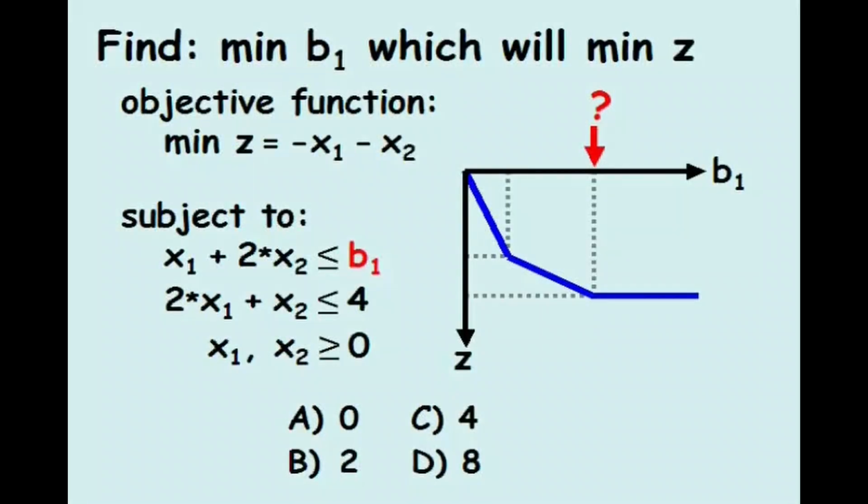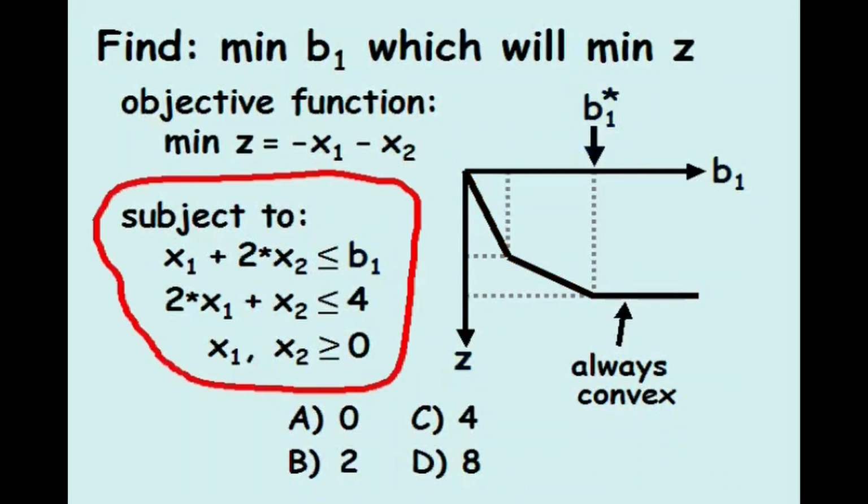Find the minimum value of b1, which will minimize the value of z. In this problem, the value of z decreases as b1 increases until a certain value of b1, which we'll call b1 star. Calculating the objective function value as the quantities on the right-hand side of the constraints vary is a sensitivity analysis technique used in many linear programming applications called right-hand side ranging.